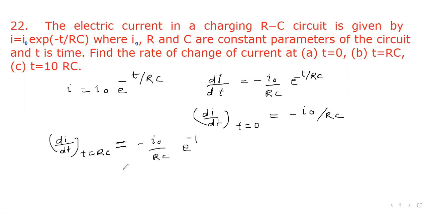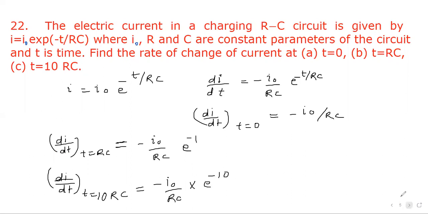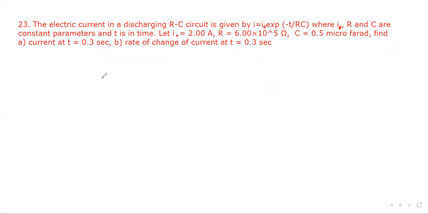And the next case is when t equal to 10 RC, di by dt will be equal to minus I0 upon RC times e to the power minus 10. And that is our answer. Let's go to the next question.